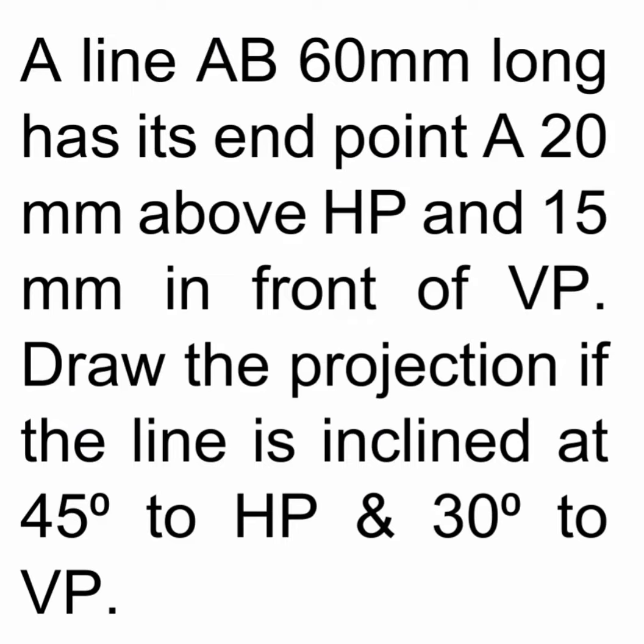Now we will see a problem. A line AB, 60 mm long, has its endpoint A 20 mm above HP and 15 mm in front of VP. Draw the projection if the line is inclined at 45 degree to HP and 30 degree to VP.